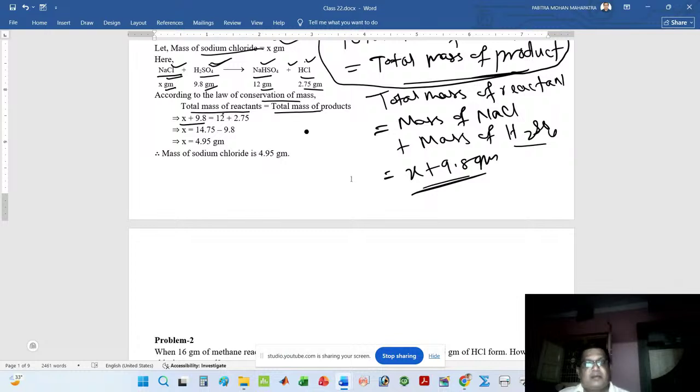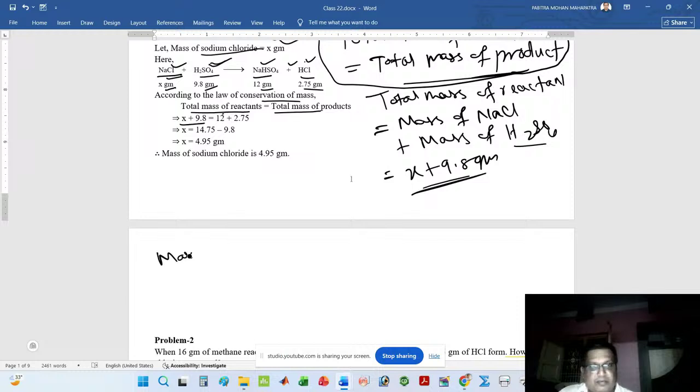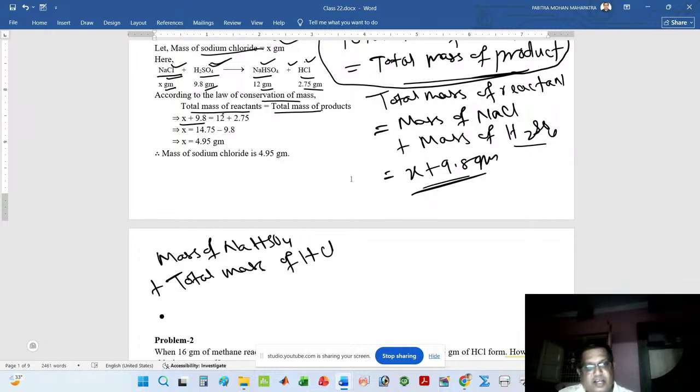Next, total mass of the product means what? That is total mass of NaHSO4 plus total mass of HCl. Here the total mass of NaHSO4 is equal to 12 gram, so here I can write 12 gram plus total mass of HCl, which is your 2.75 gram. So here I have written 12 plus 2.75 gram.